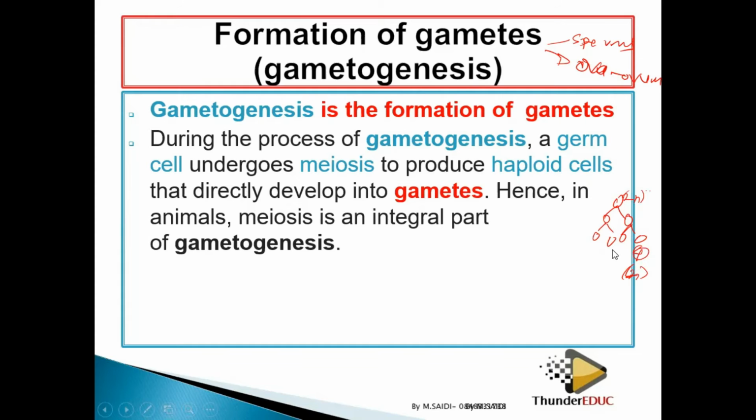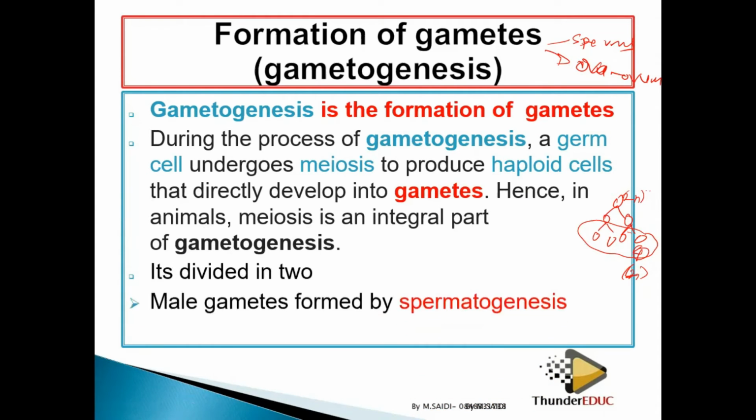Now, when these cells reach meiosis 2, they are still just cells. They have not yet developed into sperm cells or ova. So after that, they have to undergo differentiation and then develop into cells with specific structures. So in male, meiosis is an integral part of gametogenesis. It means that in animals, meiosis is a part of gametogenesis, or formation of gametes.